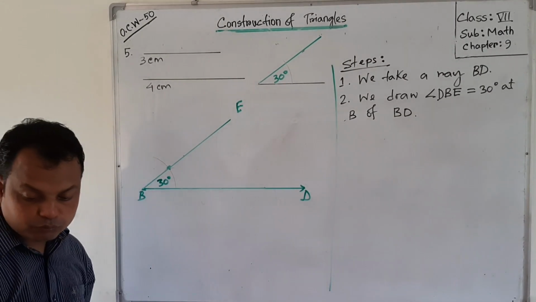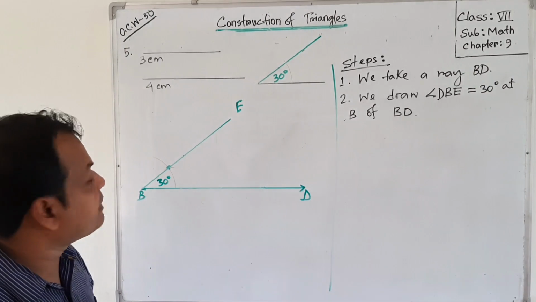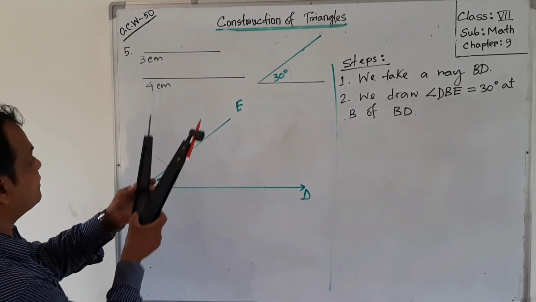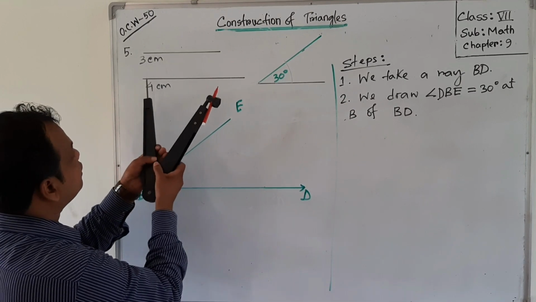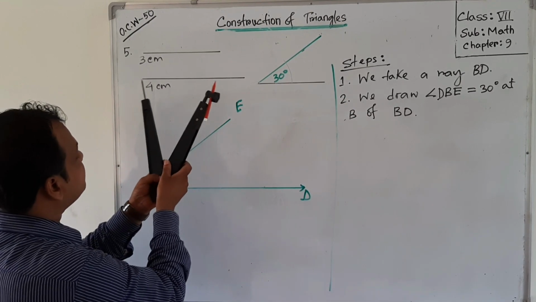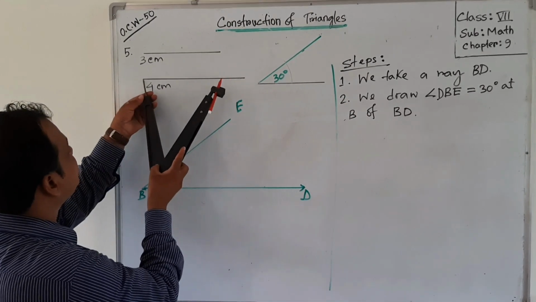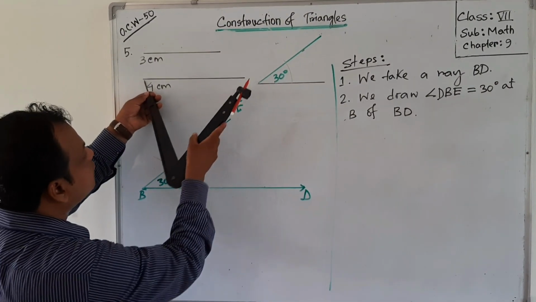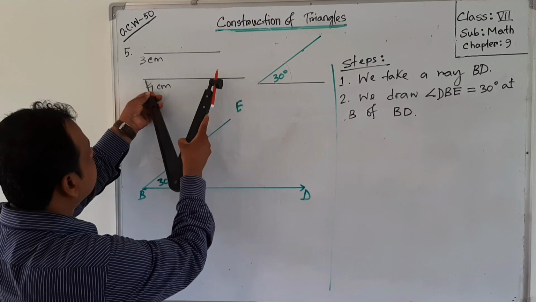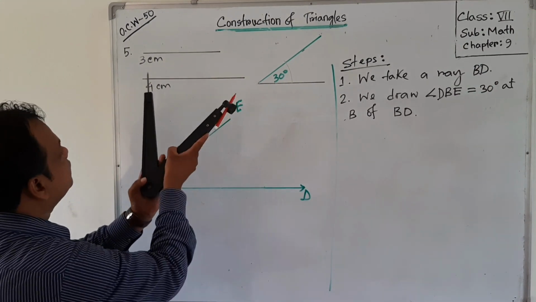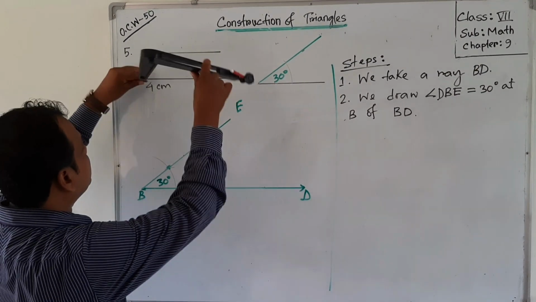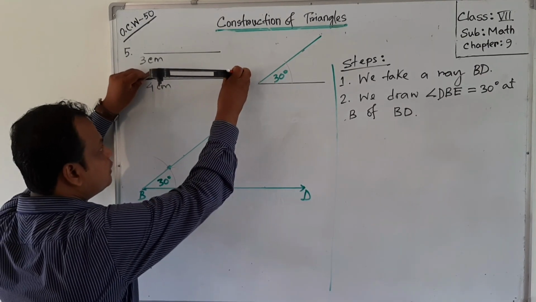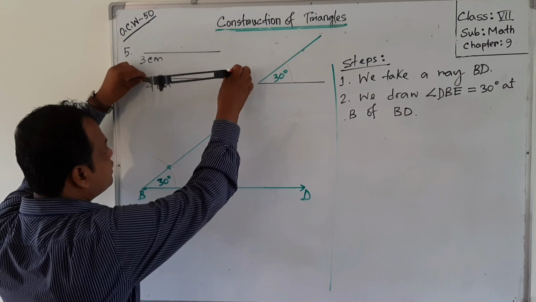Now take the pencil compass and take radius equals to 4 cm. Take radius equals to 4 cm. This radius we have to make equal, so this one and this one are equal.